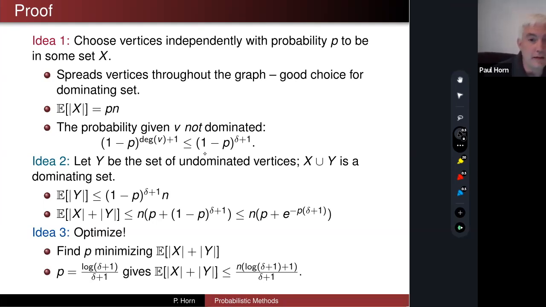So one can ask then, well, okay, that actually gives an algorithm that constructs a set. What's the benefit of this non-constructive version? I haven't actually provided you this dominating set. I've just shown it exists somehow.